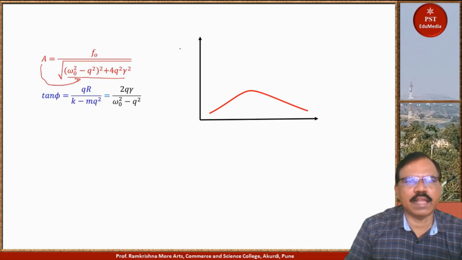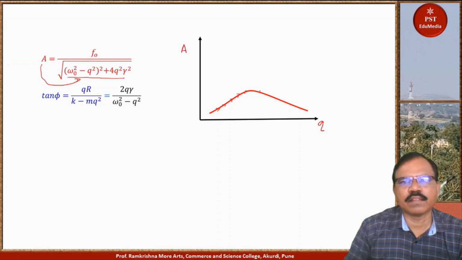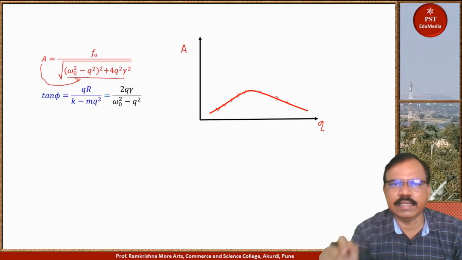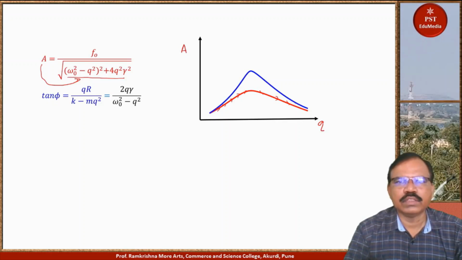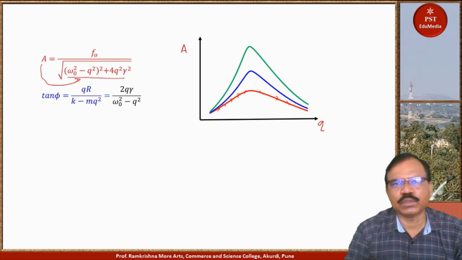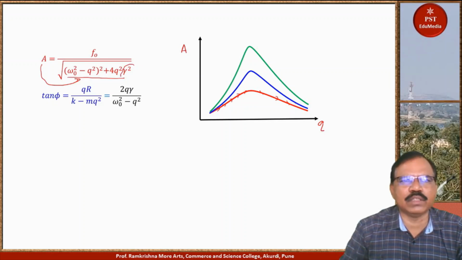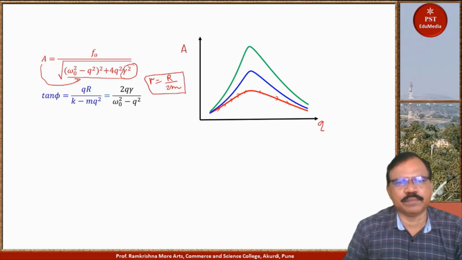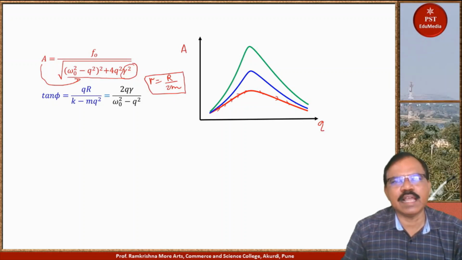Here we have taken amplitude of oscillations, and here frequency. You will observe amplitude goes on increasing, reaches a maximum value, and then it decreases. Here I have three graphs. Here the factor gamma is also there in the denominator. Gamma is R upon 2m, so that depends on damping. It is an inverse relation: when damping is more, amplitude is less; when damping is less, amplitude is more.